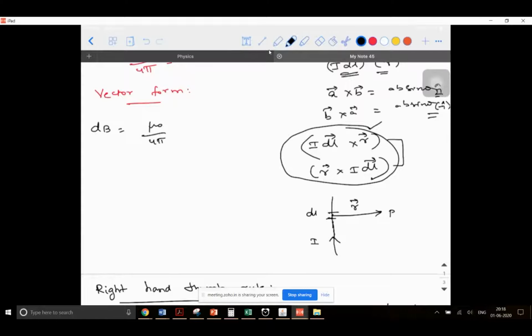Now if I do I dl cross r, I into dl vector cross r vector. So dl vector is in which direction? Can you tell me? dl vector takes the direction of current. Anyone? Is it in the direction of i cap, j cap, or k cap? Which direction?